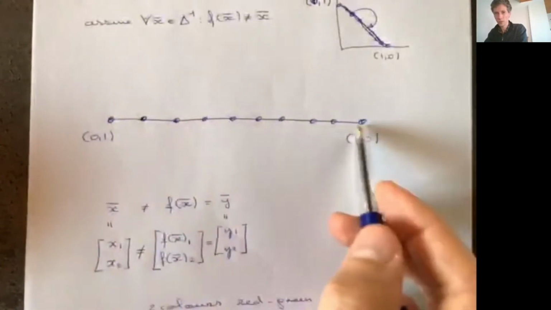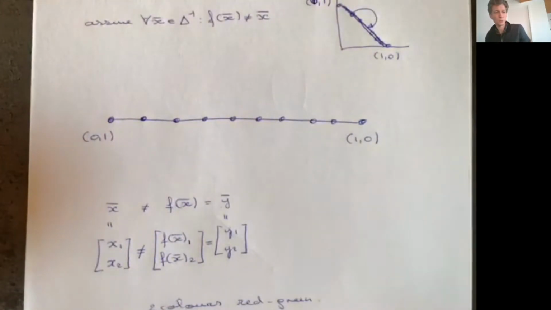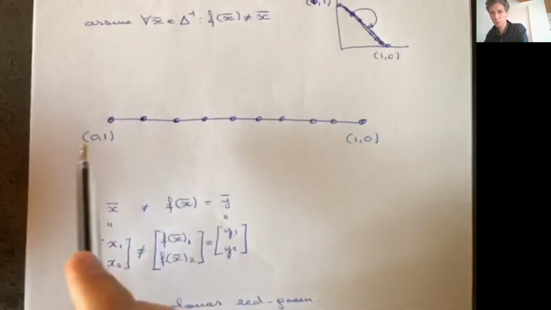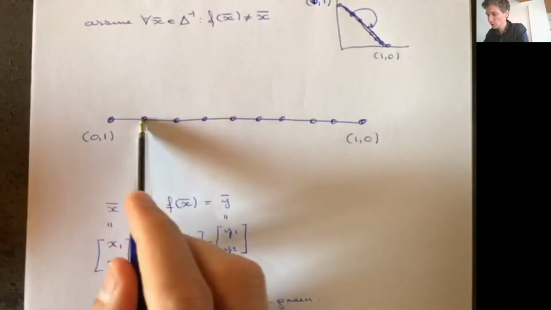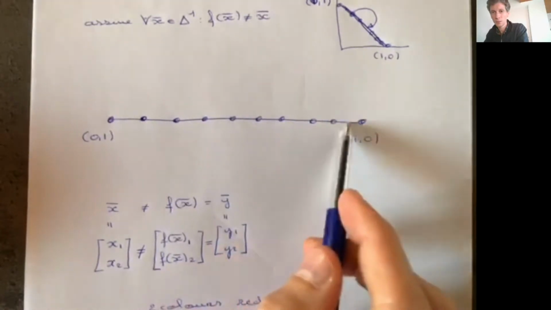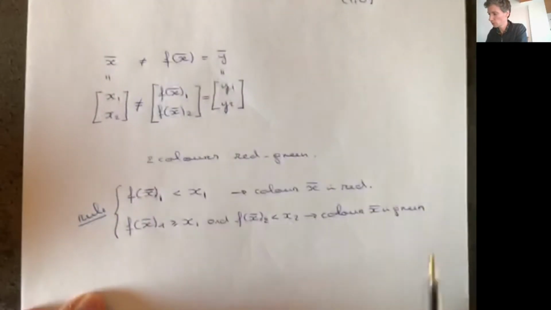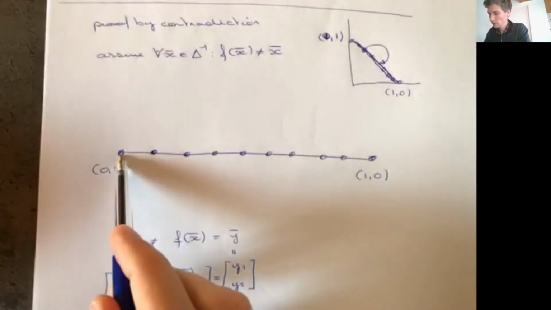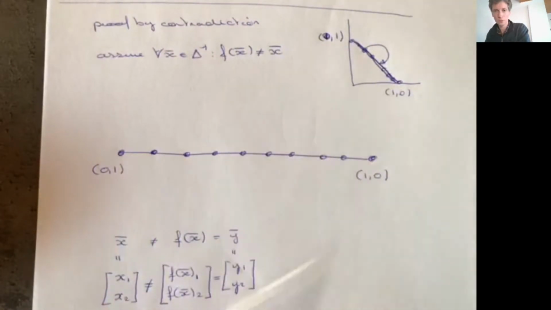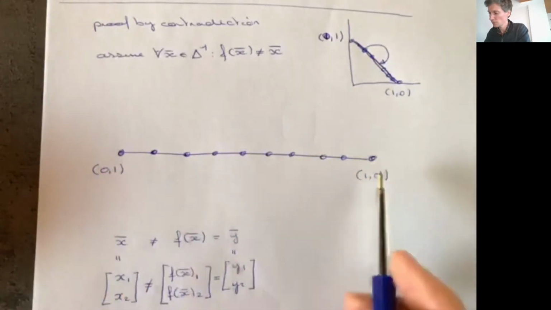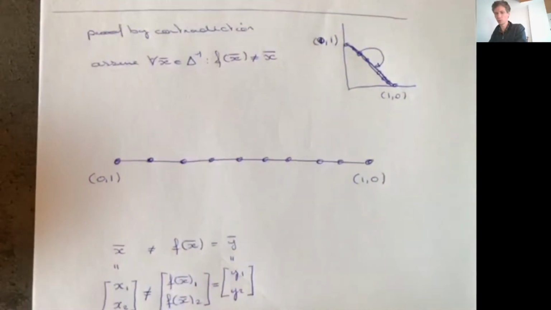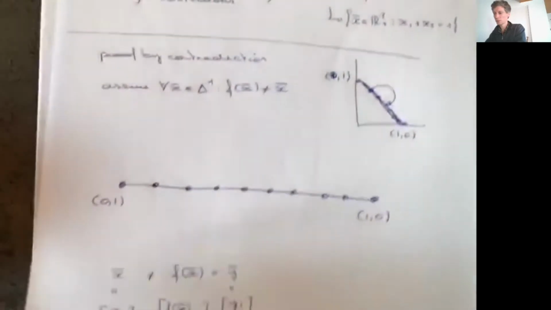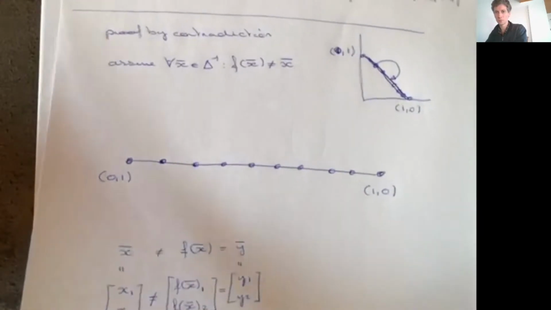So my claim is now that this is a coloring that is allowed for Sperner's lemma. So recall, for Sperner's lemma, what we needed is that first of all, every vertex has a color, right? It's either red or green. It's impossible that we cannot assign a color. And second, the color of the vertex 0, 1 should be different from the color of the vertex 1, 0. So let's check both of these things.